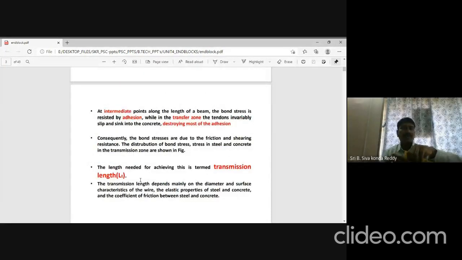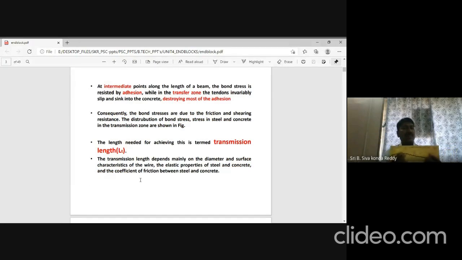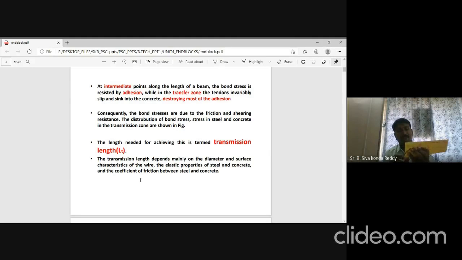Now at intermediate points along the length of the beam, the bond stress is resisted by adhesion, while in the transfer zone the tendons invariably slip and stick into the concrete, destroying most of the adhesion. So at intermediate points you may see some effect of adhesion, but at the end zone you see a lot of mechanisms happening. You have ejection happening, insufficient covers, concrete filling up, spalling, and all these things. So definitely adhesion won't be important in this end zone. Consequently, the bond stresses are due to friction and shearing resistance.